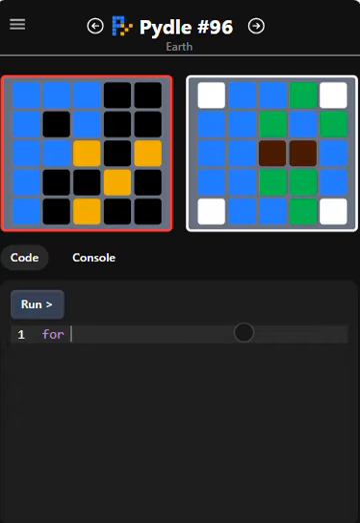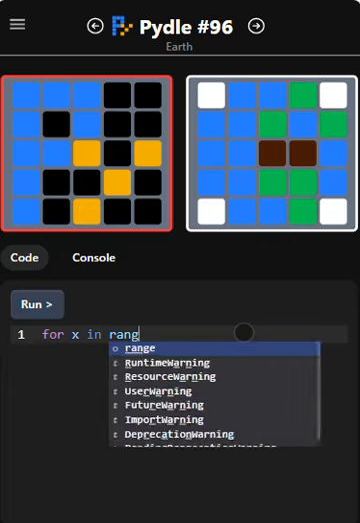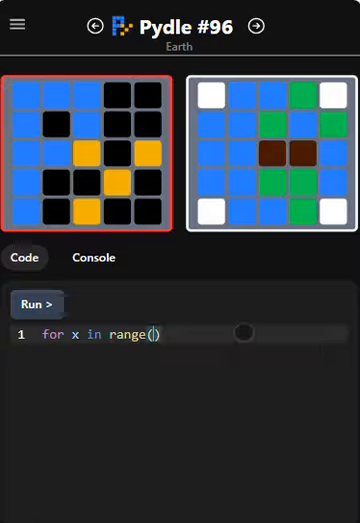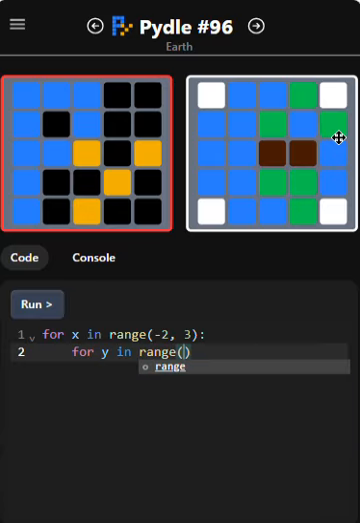Okay, to start with, we're just going to do our two loops. We're going to use Cartesian coordinates, although the pixels are fairly random. So for x in range, minus 2, 3. For y in range, minus 2, 3.